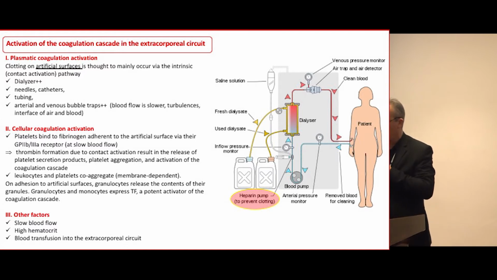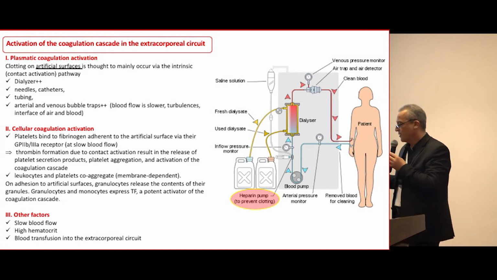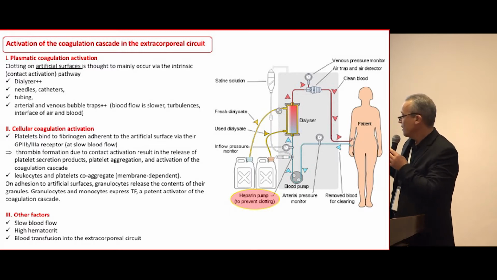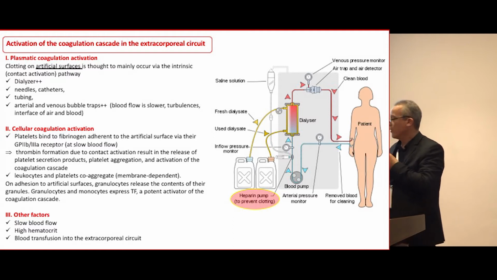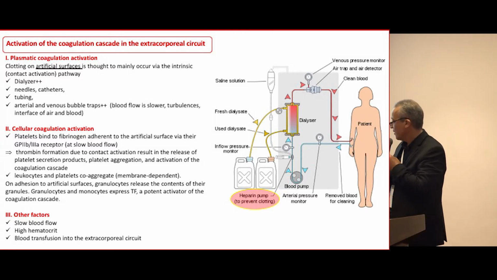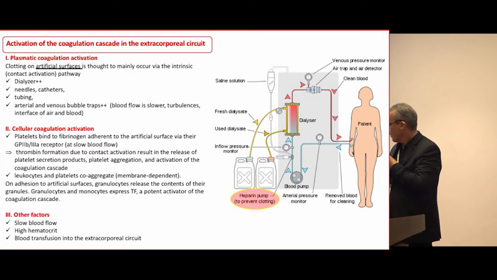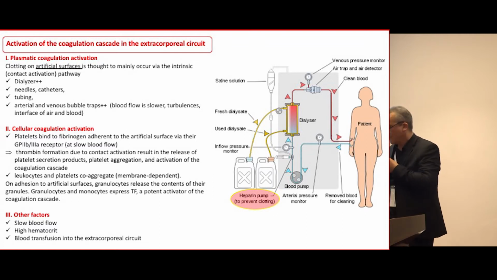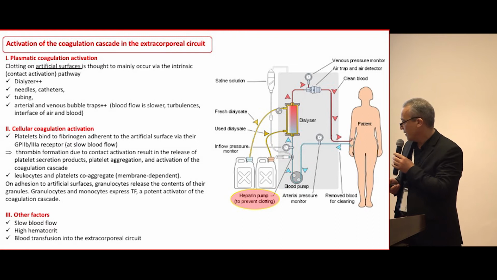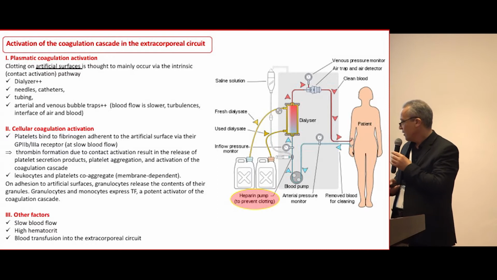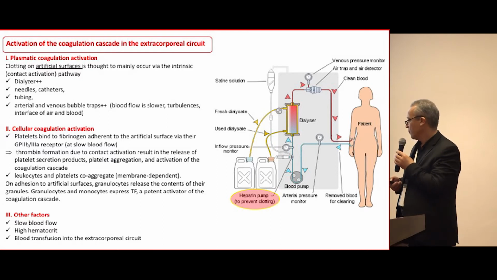But the problem for our patients is not only these problems found in CKD patients, but patients on hemodialysis are also subject to activation of the coagulation cascade, especially due to plasmatic coagulation activation, the cellular coagulation activation, especially by platelet activation, but also leukocyte and platelet coaggregation and tissue factor stimulation, and finally by other factors such as the slow blood flow, the high hematocrit, but also the blood transfusion in the extracorporeal circuit.